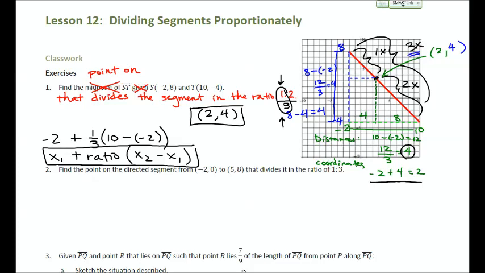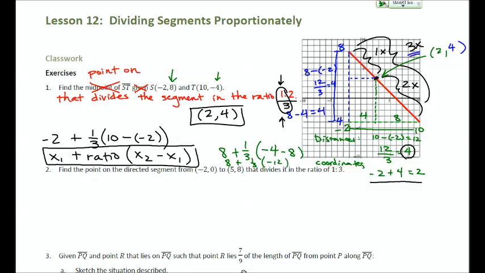Let's try this for y to see if it works. So y sub 1 is 8 plus. The ratio is 1 to 3, the first number divided by the total, times the parenthesis y sub 2, which is -4, minus 8. And what that'll give me is 8 plus 1/3 of (-4 minus 8), which is -12.